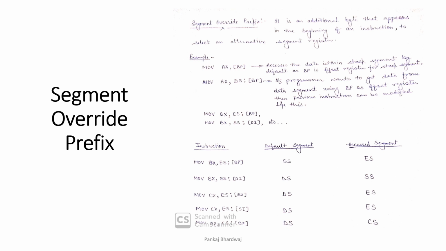adjust, or to allow the programmer to deviate from the default segment to any other segment register. For example, if we are sticking to a stack segment and we want to move to the extra segment, then a programmer can change the instruction slightly, by overriding a prefix, to change the default segment from stack to extra or to data or to code segment. So let's see by an example.